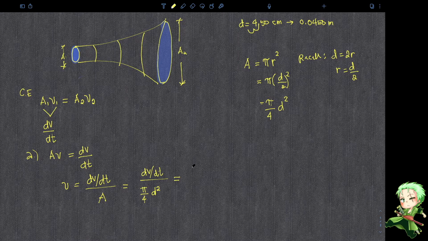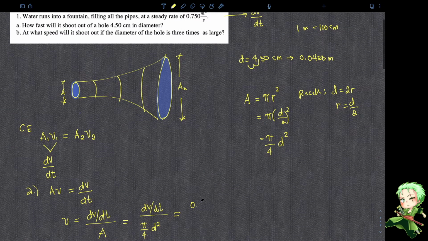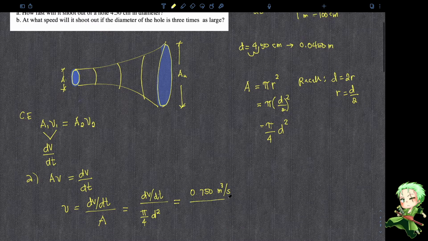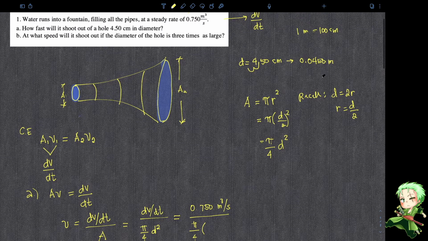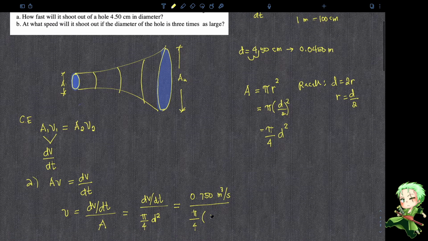What you're going to do next is to simply substitute the values. The volume flow rate is given to be 0.750 cubic meters per second. You divide that by this term, pi over 4, multiplied by d squared, and you know that d is 0.0450 meters.